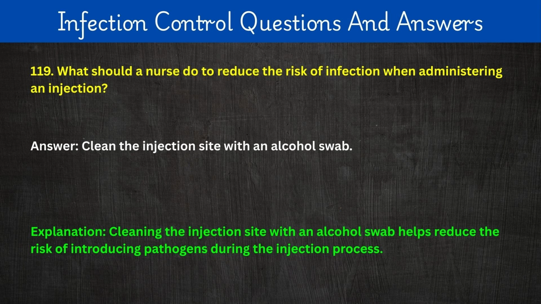119. What should a nurse do to reduce the risk of infection when administering an injection? Answer: clean the injection site with an alcohol swab. Explanation: cleaning the injection site with an alcohol swab helps reduce the risk of introducing pathogens during the injection process.